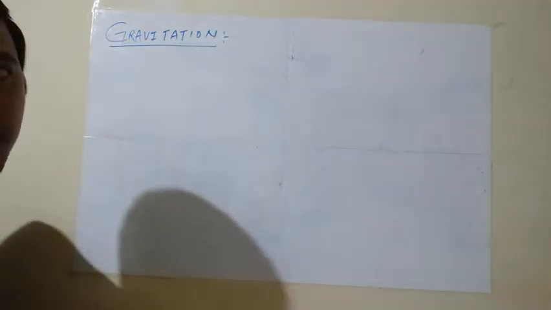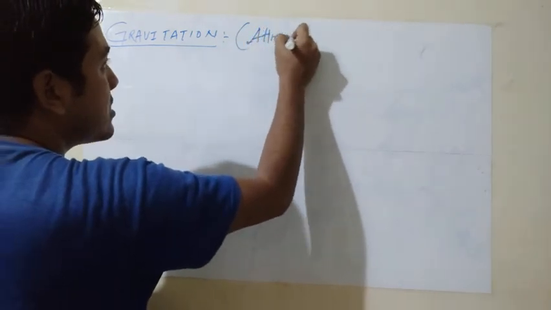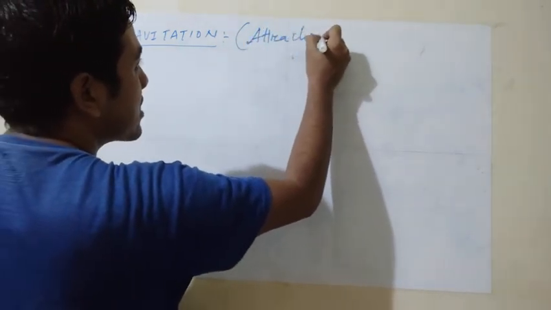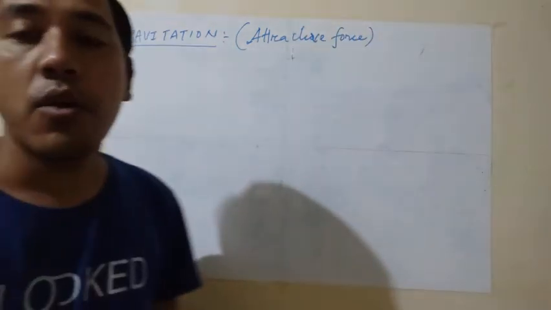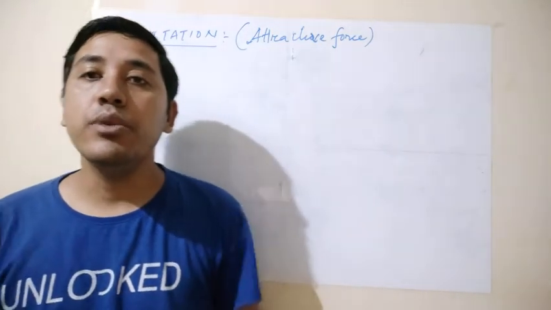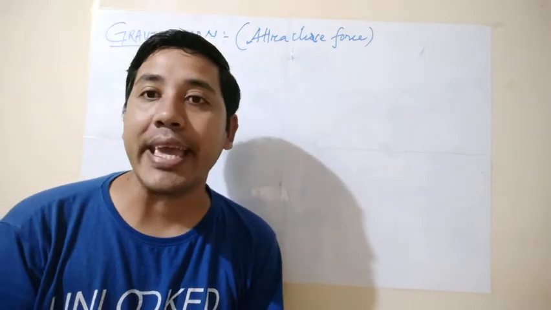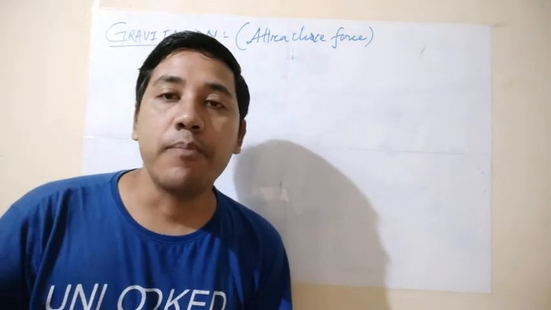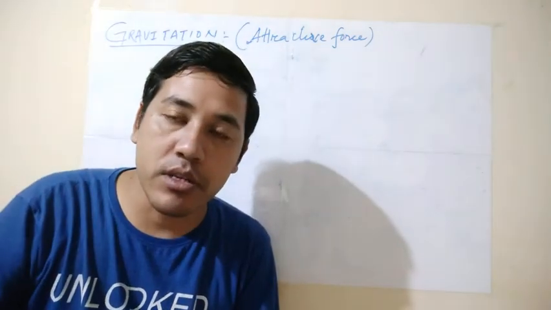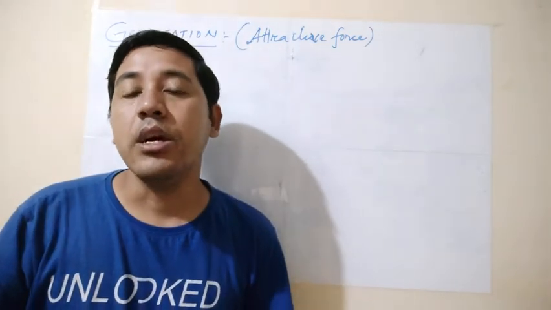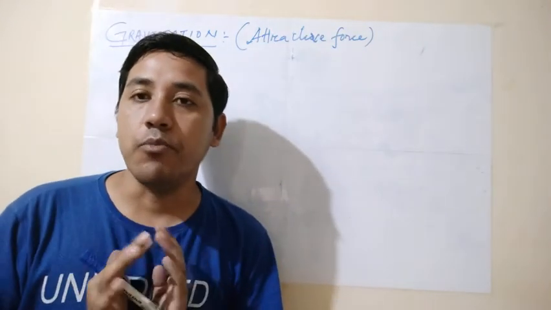This gravitation is nothing but the attractive force, okay. We all know that when we throw anything up, after reaching a maximum height it is pulled down towards the earth, right? Why is this object pulled down towards the earth? This is the main important reason.